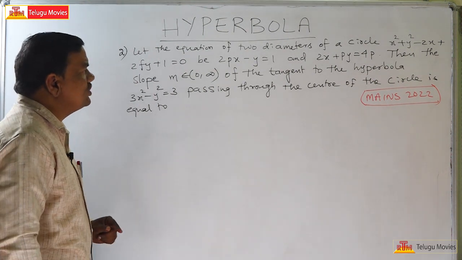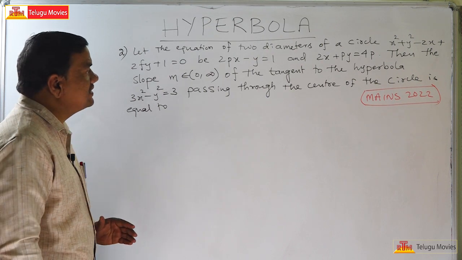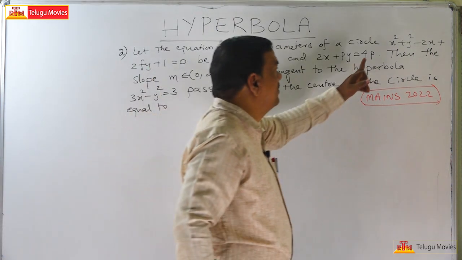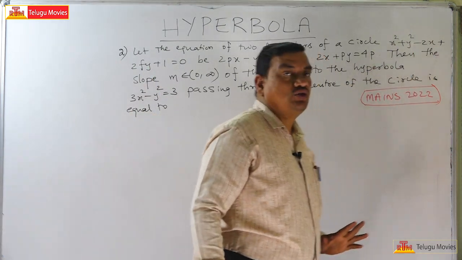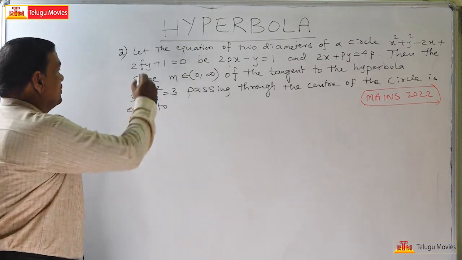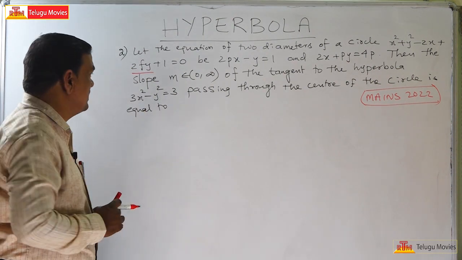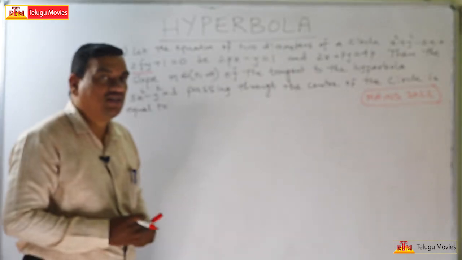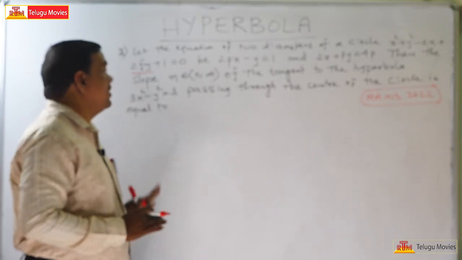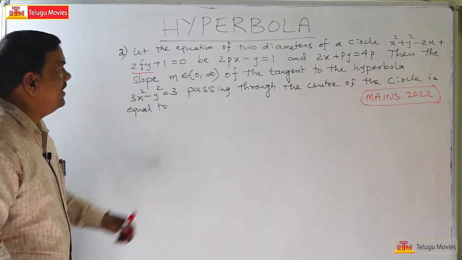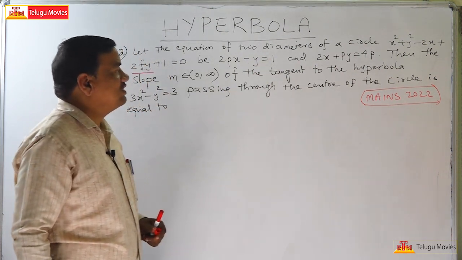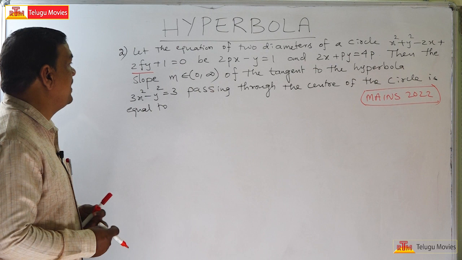Let the equation of two diameters of a circle be... The circle equation is not clear: x square plus y square minus 2x plus 2fy plus 1. Clear means all values are given. So it is not clear, because here the y coefficient is not clear. The diameters are 2px minus y is equal to 1 and 2x plus py is equal to 4p.